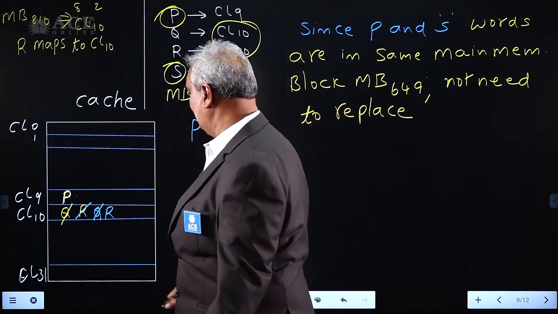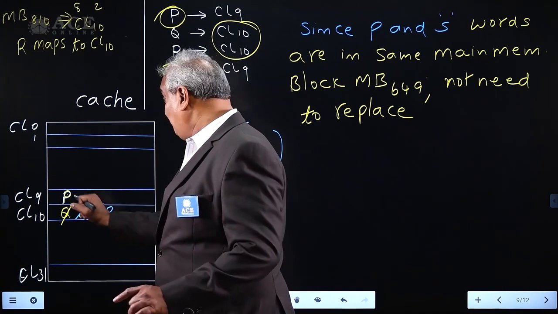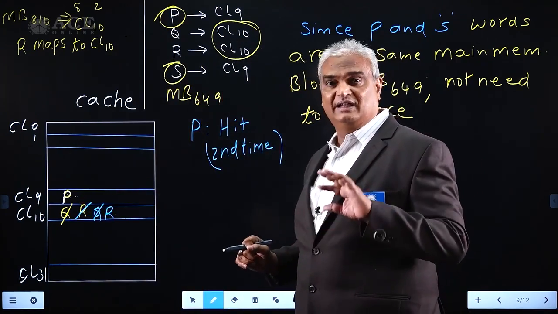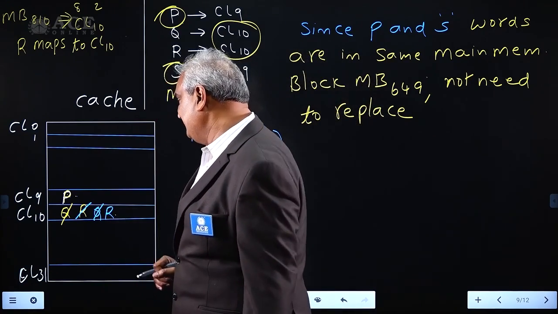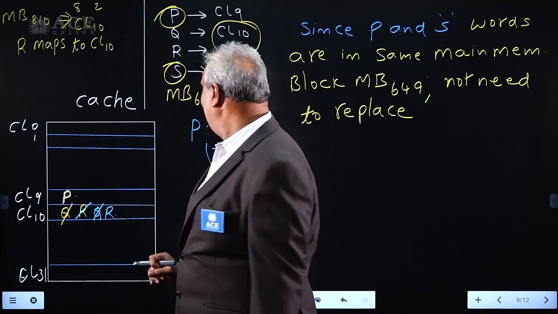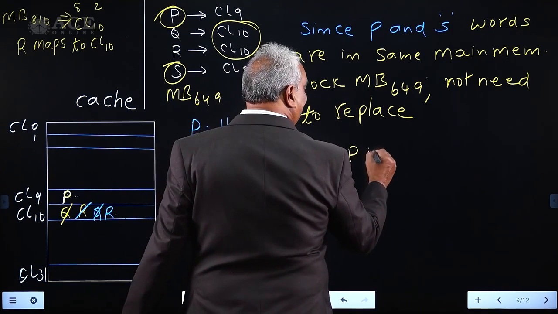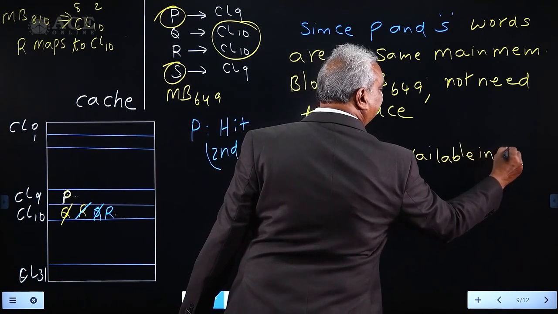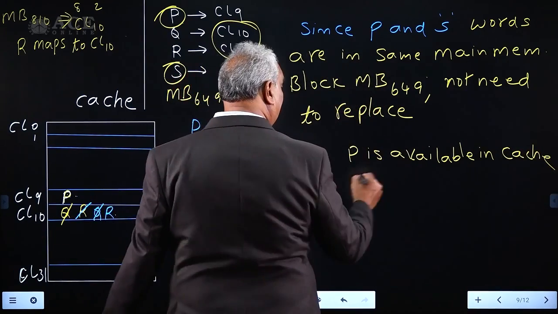Finally, which words are available? P, R. If P is there, S also will be there because P and S are available in the same main memory block. Which word is not available? Q word is not available. After accessing 10 times, P is available in cache. What about Q? Q is not available.